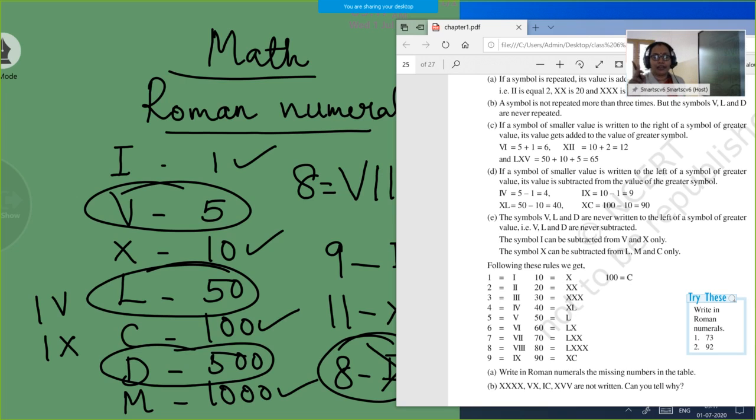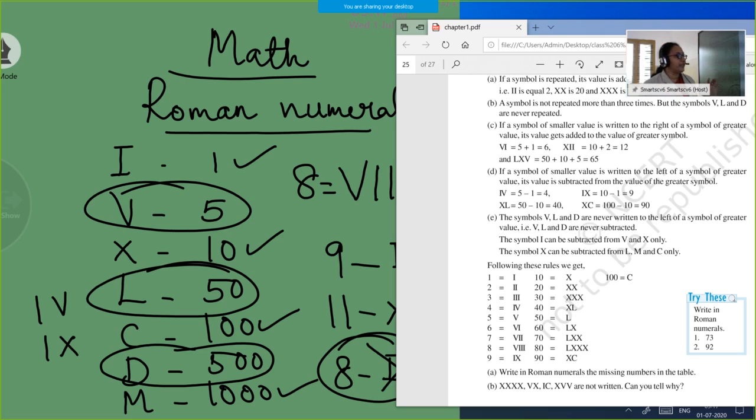Also V, L and D are never repeated. Only one time we can write V, L and D. Okay? So V, L and D we never use for subtraction, and V, L and D are never repeated also. We use them only once at a time.